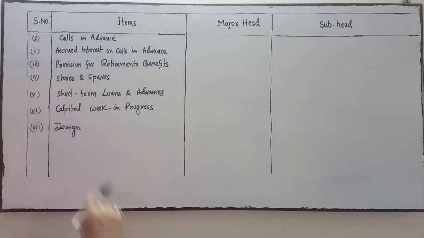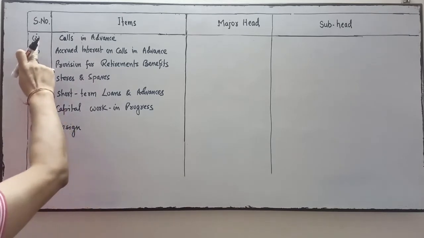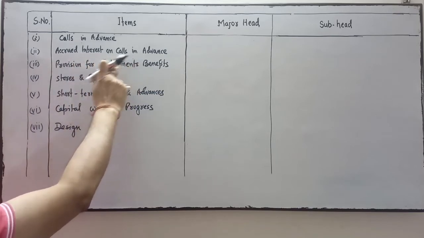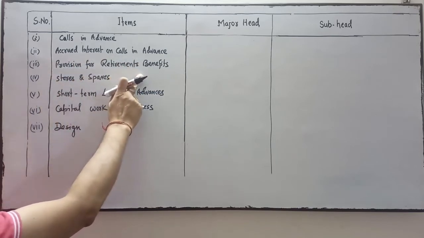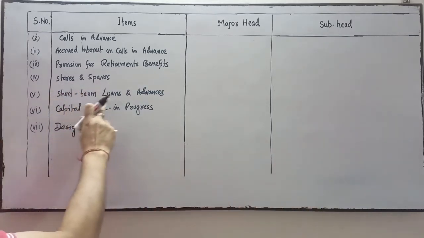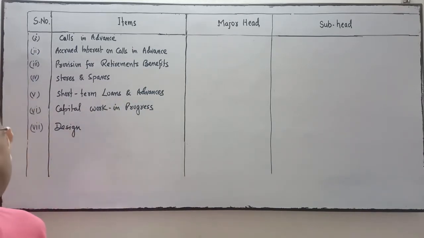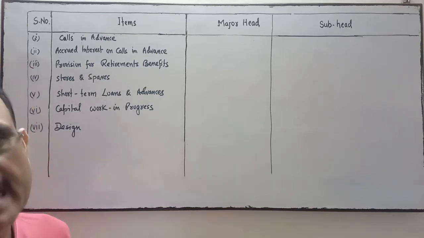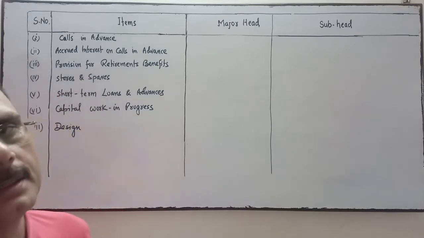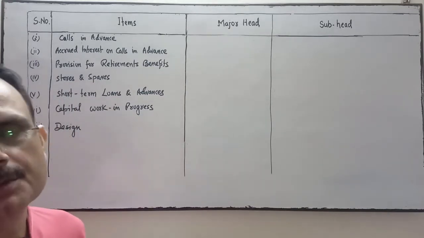First of all, we will write this in serial number and items. Serial number 1, calls in advance. Serial number 2, accrued interest on calls in advance. Third is provision for retirement benefit. Then stores and spares, spares meaning spare parts. Short-term loans and advances, capital work in progress. Under which heading and subheading does each come in the balance sheet prepared under Schedule III, Part I of the Companies Act 2013?